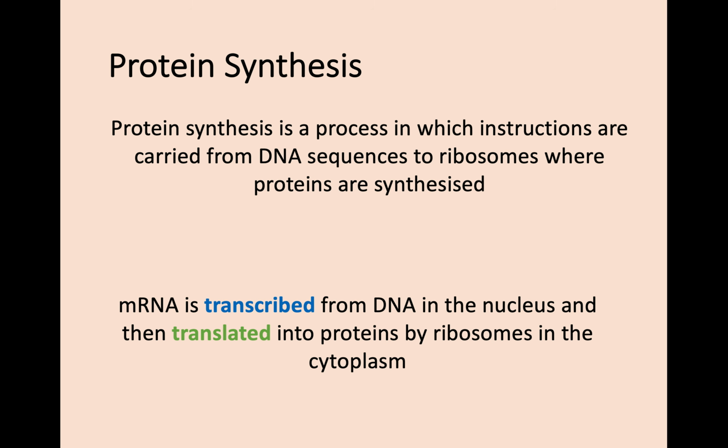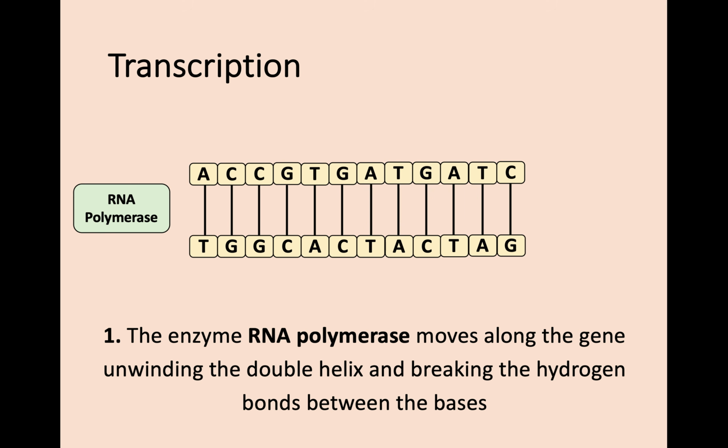So to start off with, like I said, mRNA is first of all transcribed from DNA in the nucleus, and then it's translated into proteins at the ribosome. So let's have a look at the first part, which is transcription. So here we have a double-stranded helix of DNA, and what we want to have is a single strand of RNA from this. So the enzyme RNA polymerase is going to move along this gene and unwind the double helix, breaking the hydrogen bonds between the bases, a bit like when we looked at DNA polymerase in the previous key area.